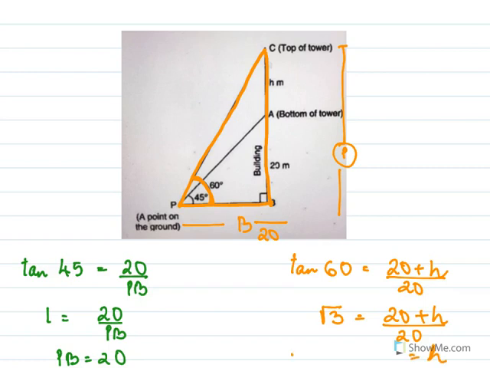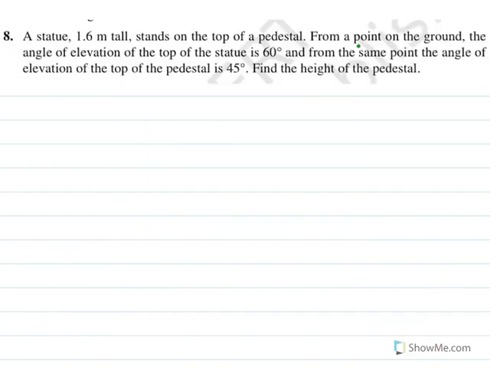Then you'll do your calculations, and you'll find your H is 20 root 3 minus 20. You take your 20 common out, you get your answer. So basically you're using two triangles, the yellow one and this green one. You're working in both these triangles and you get your answer.